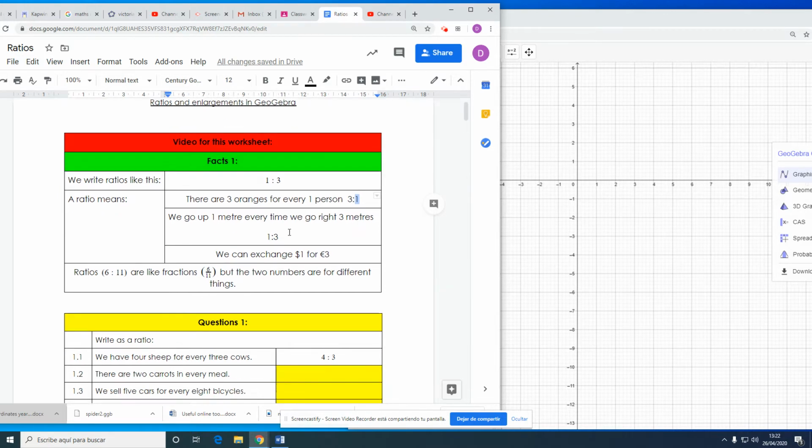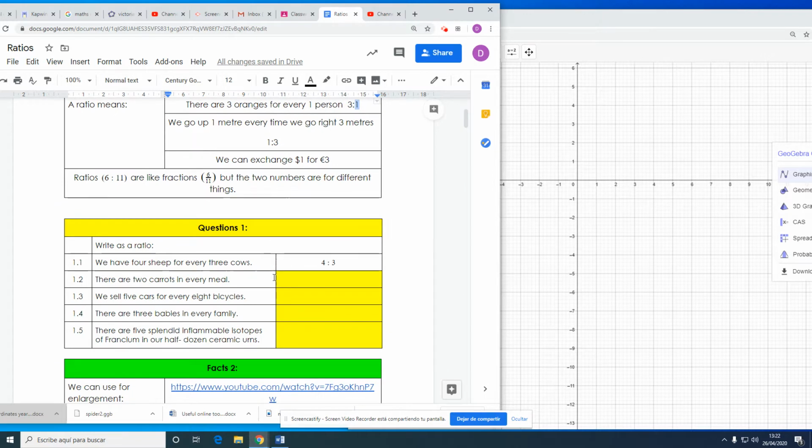Right. I'll do some questions now. If there are 2 carrots in every meal, we just have to write 2 to 1. So the carrots is first, and the meal is second. This question was a bit sneaky.